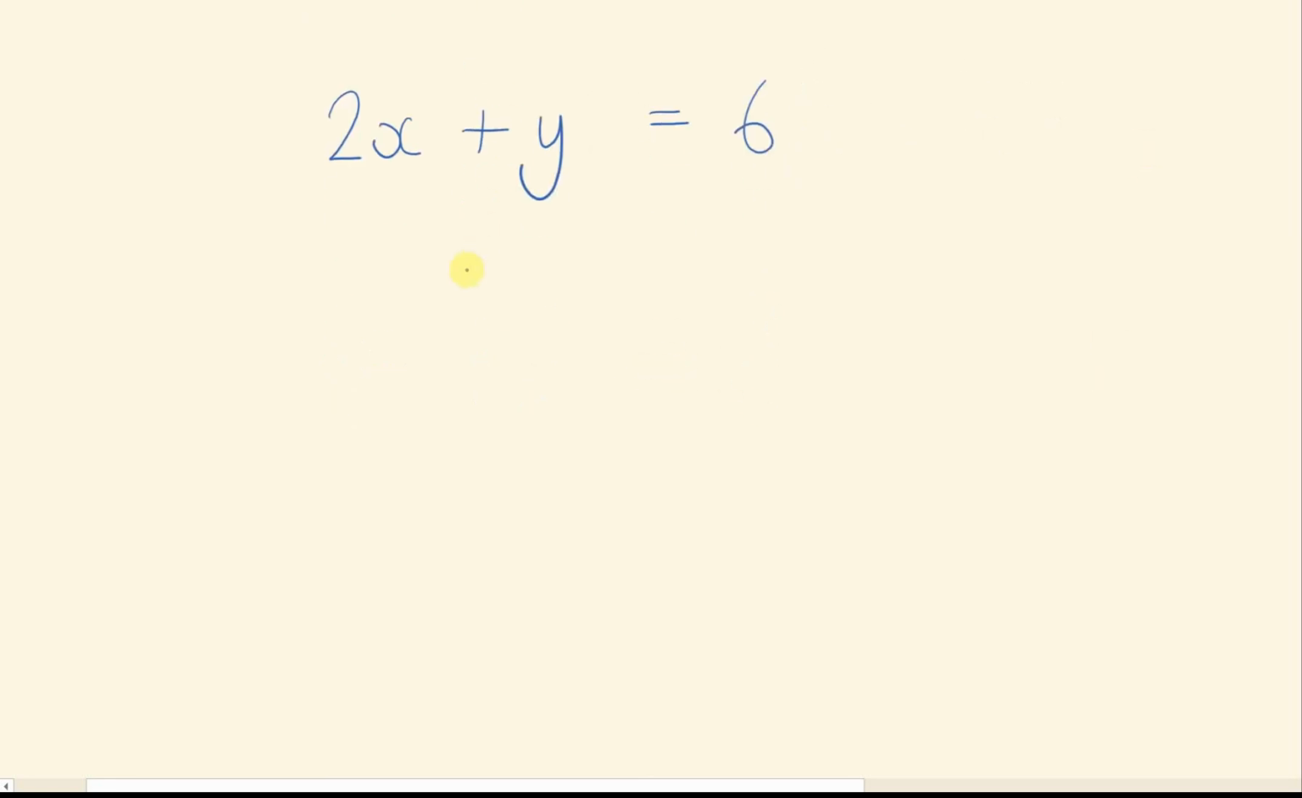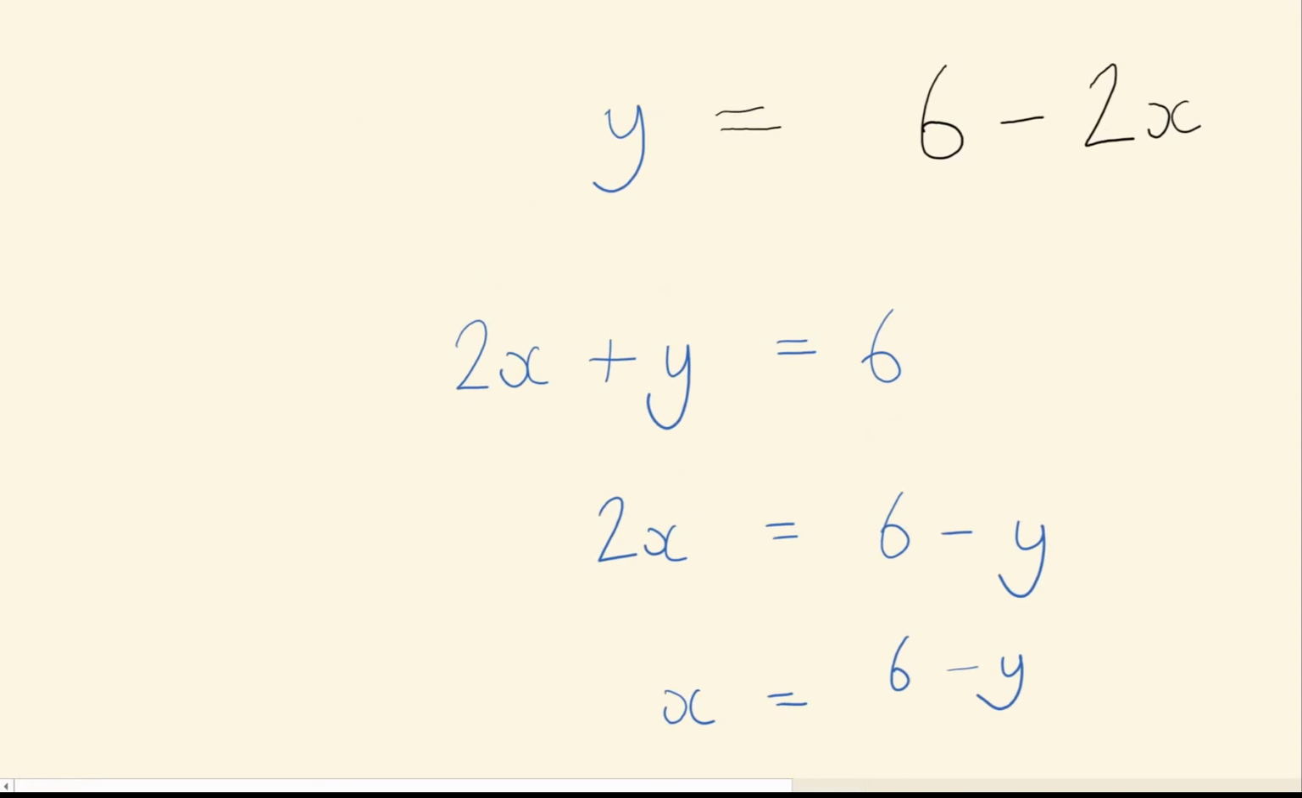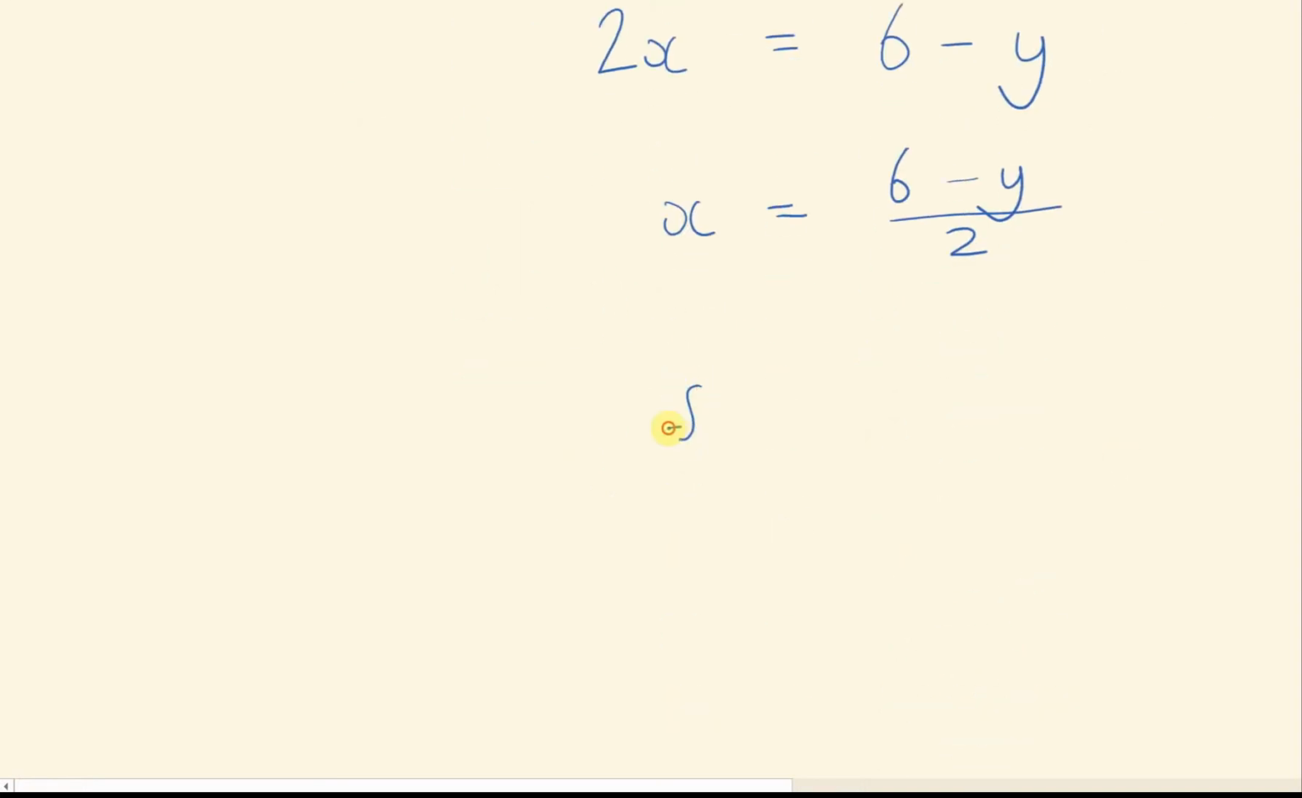Next, I want to get rid of the plus y. Opposite of plus y is minus y. And lastly, to get x by itself, we need to divide it all by 2. And then we're done. That's my inverse function. Remember, as always, to replace the y with an x.